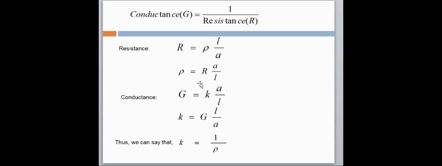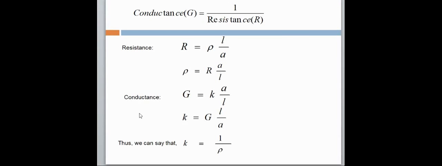Now, from where did I get this? Because resistance is 1 upon conductance, this L upon A can be written as A upon L. So when we arrange and equate all these equations, we get that conductivity is the reciprocal of resistivity. This relationship is very, very important. This slide gives you the relationship between conductance and resistance, and also conductivity and resistivity.